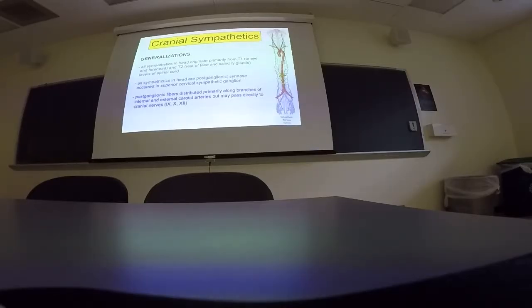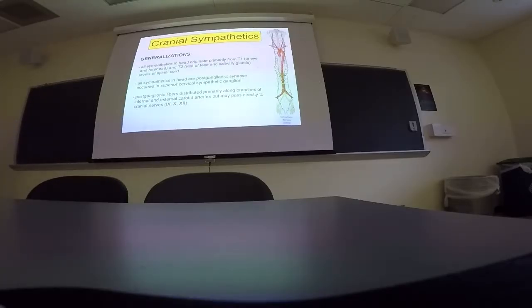However, all the sympathetics in the head are postganglionic because the preganglionics synapse in the superior cervical ganglion, which is in the neck, and the only thing going up into the head are postganglionics. Moreover, the postganglionics in the head are primarily distributed along the internal and external carotid arteries. Some can go to these latter cranial nerves and ride with them in some of these plexuses, but mostly the postganglionic sympathetic innervation of the head is traveling through the arterial system.